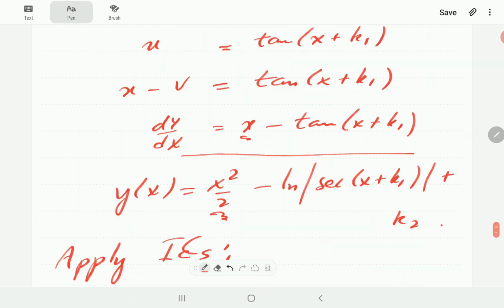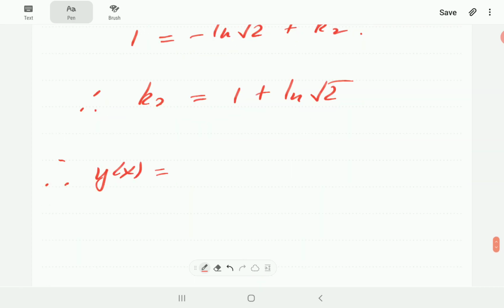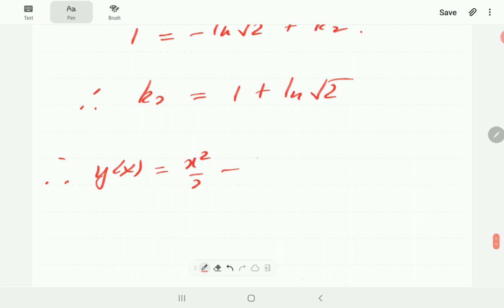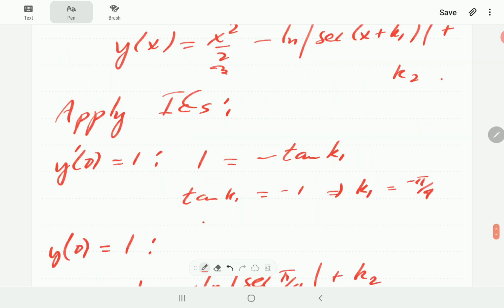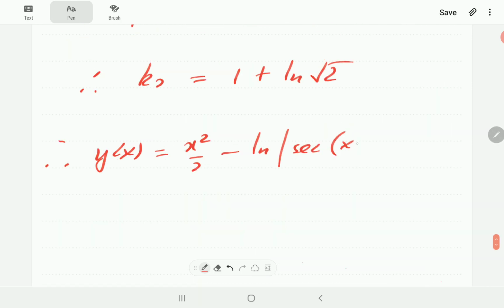So the particular solution is going to be, let me just write it out like this: x squared over 2 minus ln secant of x plus k1. k1 is negative pi on 4, so that's going to be x minus pi on 4, and then plus k2, which is 1 plus ln root 2.